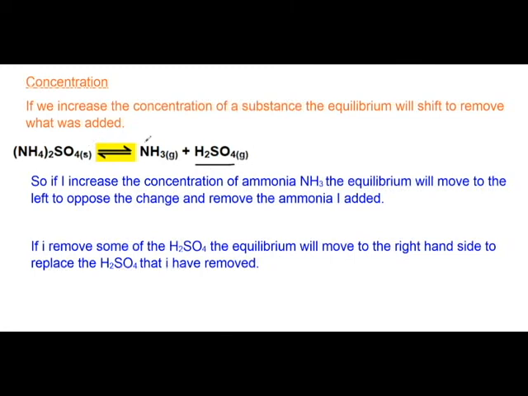to oppose the change. So the equilibrium is a little bit like a naughty child. It'll do exactly what you tell it not to do. So if you do something, it'll do the opposite. It'll oppose whatever you do.